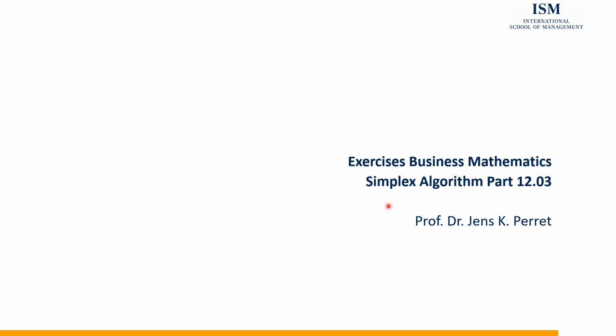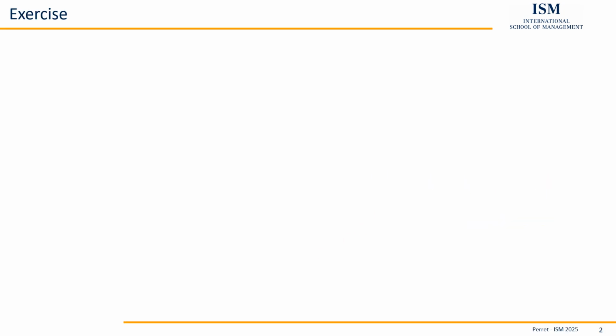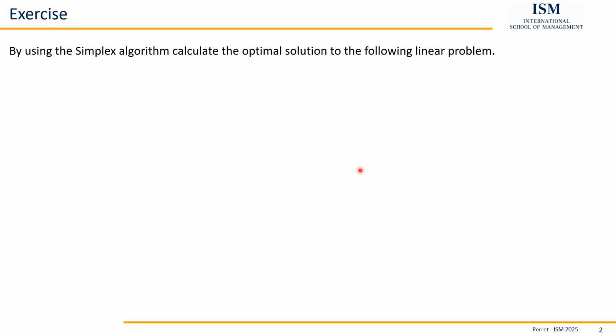Welcome to another exercise on the Simplex algorithm. Here we simply have the exercise. By using the Simplex algorithm, calculate the optimal solution to the following linear problem. Our problem is a classical maximization problem with two decision variables.